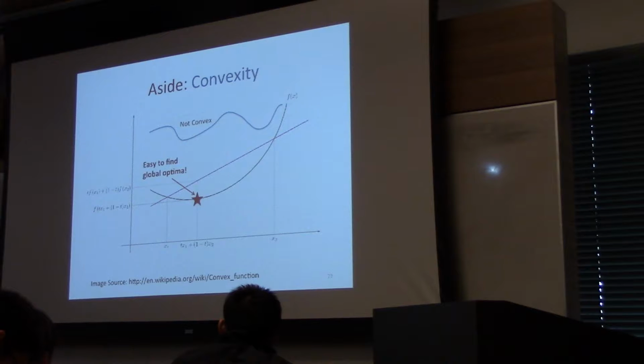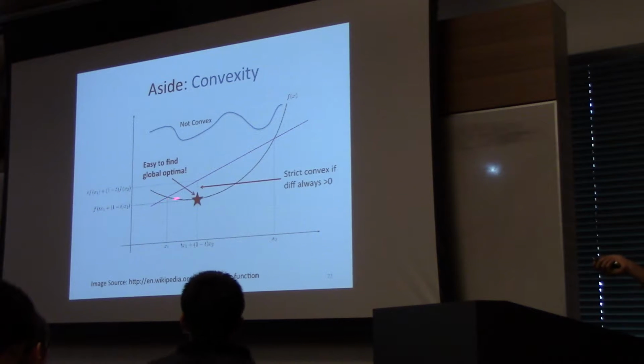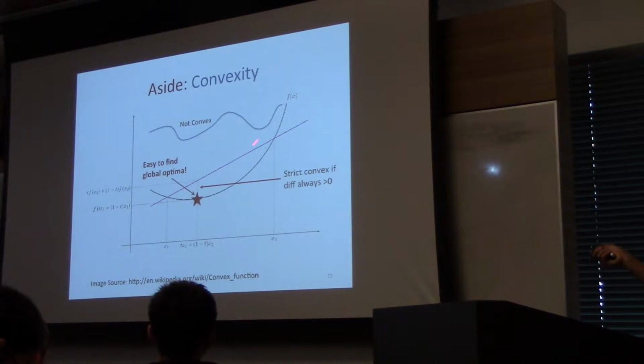One nice thing about convex functions is that it's easy to find the global optima, because every local optimum, so every local dip in the function, is guaranteed to be a global optimum for convex functions. And this inequality is less than or equal to. A function is called strictly convex if this is always strictly less than.